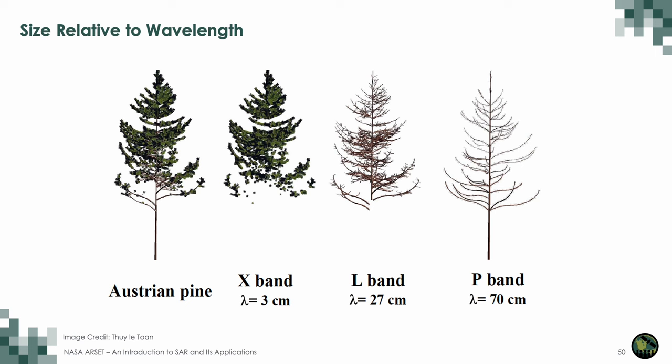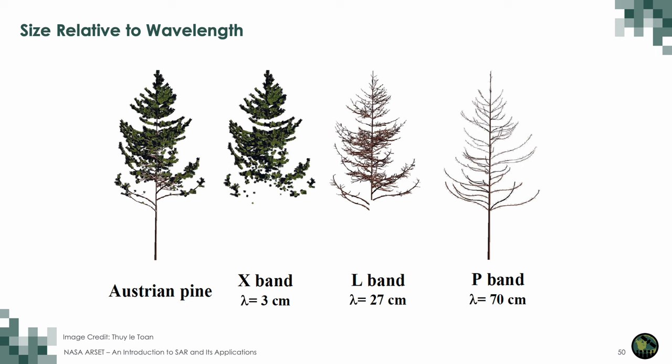Backscatter from vegetation is strongly dependent on the size of the scattering elements within the canopy, and there is greater response to scatterers which are of similar size to the length of the wave. This is an example of an Austrian pine. The primary scatterers in a tree canopy are the leaves, branches, and stems with a size on the order of the wavelength or larger. So if we're looking at this pine tree with X-band, we'll primarily be seeing the smaller stems and the needles, on the order of elements that are around 3 centimeters.